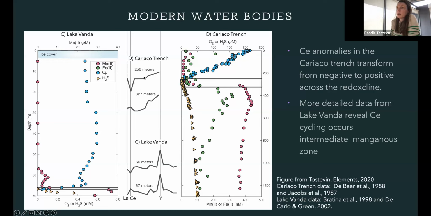And again, we don't have yttrium here, unfortunately, it wasn't measured. But if we look at the rare earth element patterns here at 256 meters, we have a beautiful negative cerium anomaly, and by 327 meters, we have a positive cerium anomaly. So this is just nice proof from modern environments about the close relationship between the cycling of cerium and the cycling of manganese, and that in some cases that's spatially separated from the onset of true euxinic or anoxic conditions.